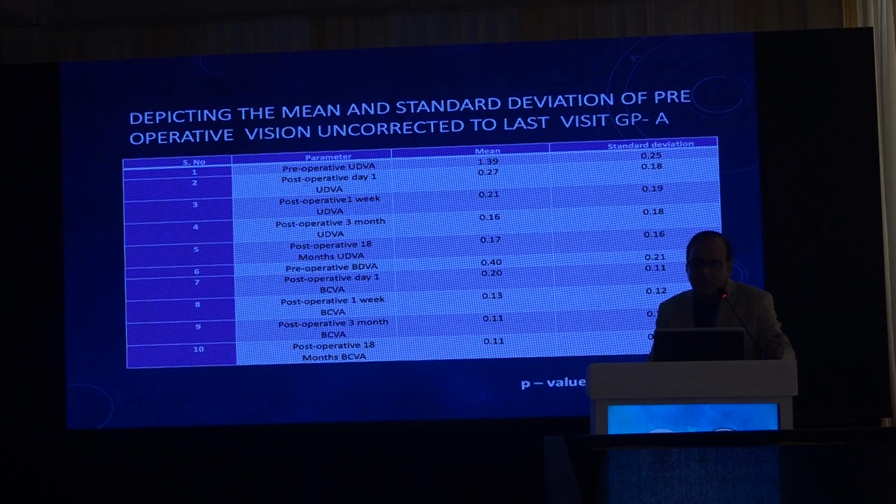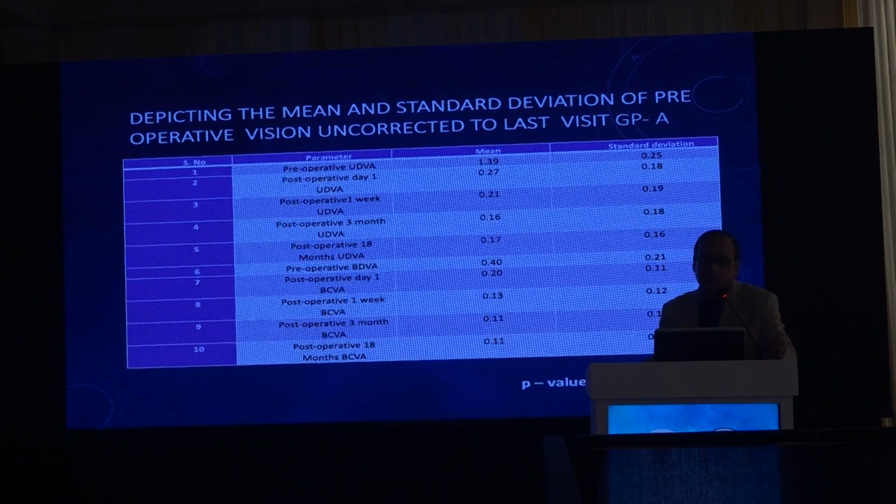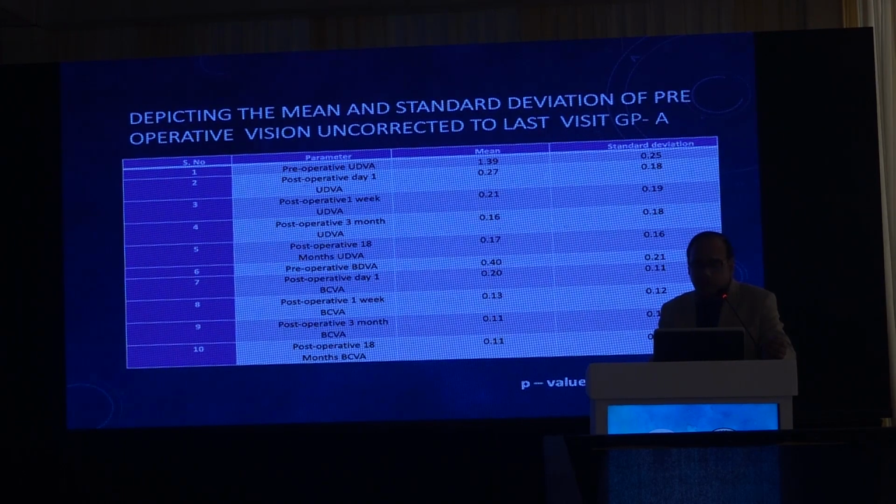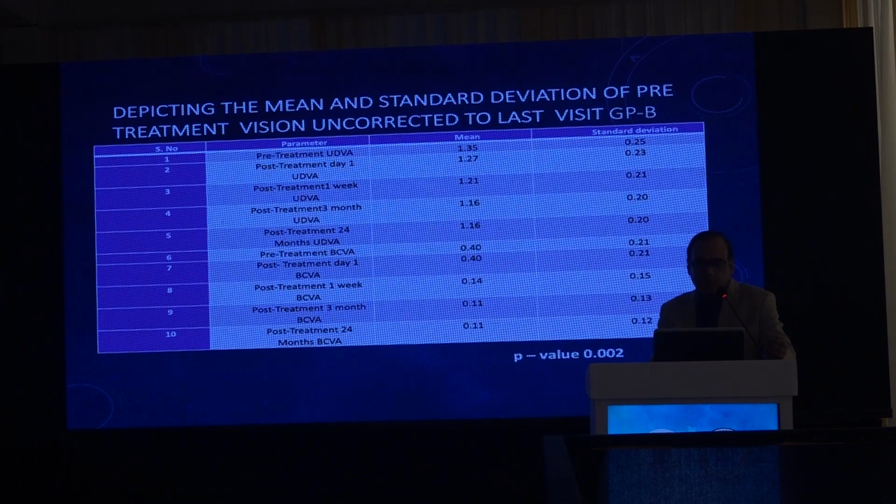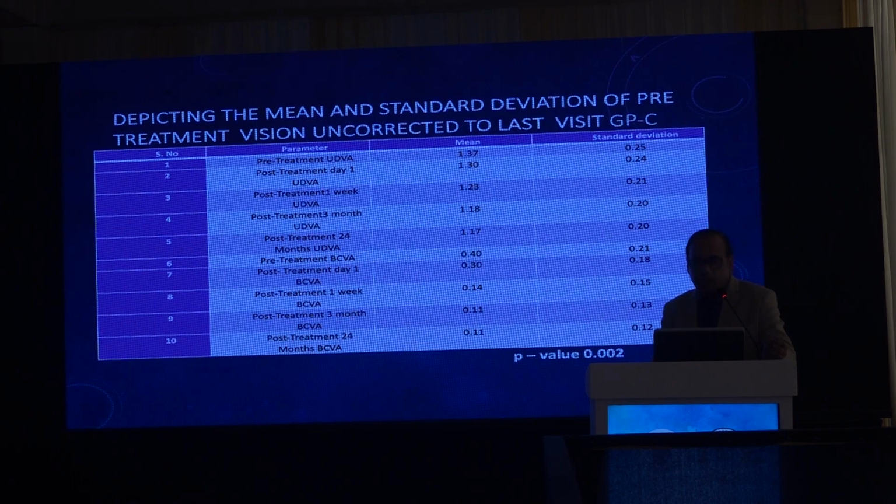So in group A, the Phakic-Kyle group, the mean and standard deviation of uncorrected vision from preoperative to the last visit showed a significant p-value, from 1.39 logMAR to 0.11. In group B, Occlutab, 1.35 logMAR to 0.11 logMAR. So in all three groups, vision improved with a significant p-value. In the Orthoptech group, it was 1.37 to 0.11.